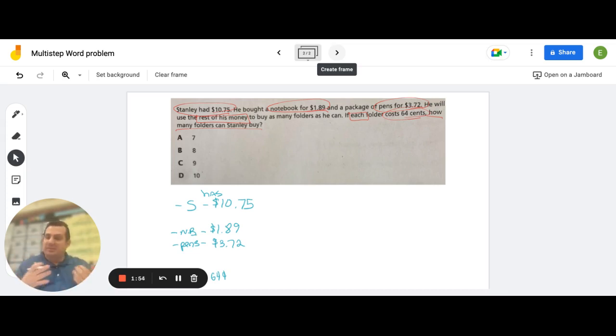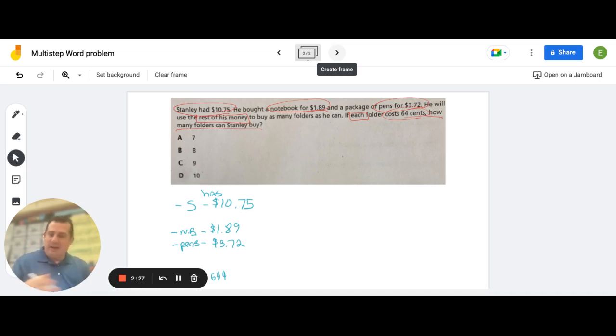So I'm going to stop and I'm going to just make sense of this problem right now. Well, Stanley had $10.75. All right, that's what he had. And then he bought a notebook and he bought a pack of pens. And then he's going to use the rest of the money. But I need to know what is the rest of the money? Well, I could take the $10.75 and subtract the notebook, and then subtract the pens. But I'm not going to do that.